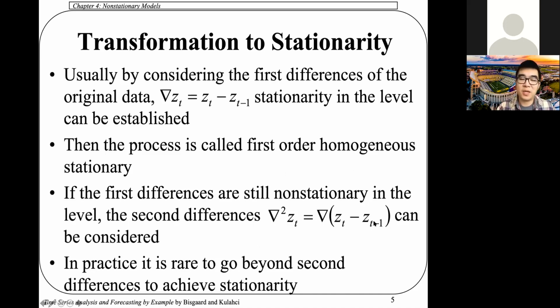And we can also do the third difference, even though in practice it is rare to go beyond the second difference to achieve stationarity. But of course, if you detect that your data has a cubic trend, then you can use the third difference, which is totally fine.